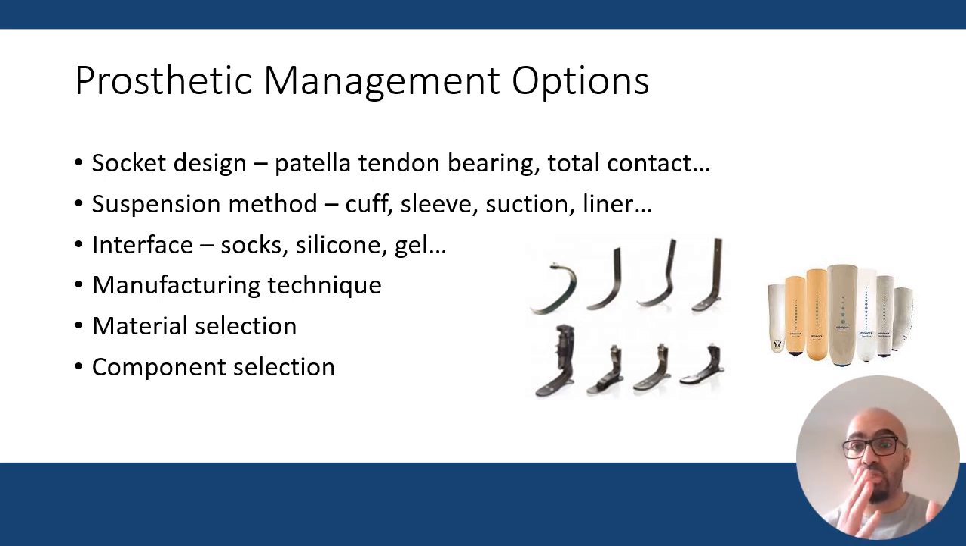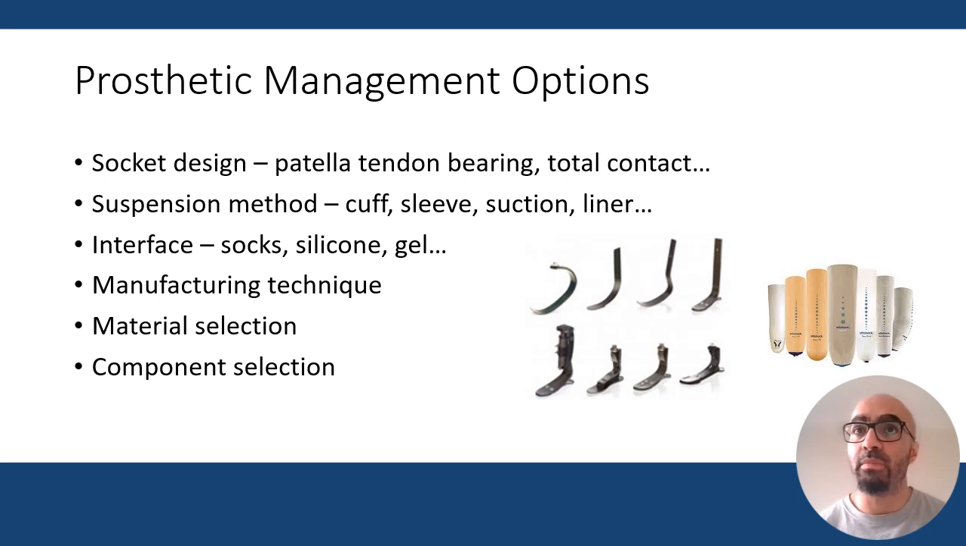The interface is the socks. So you put the socks in, and then you put the prosthesis on, and that will be the silicone gel. There are different materials that can be used in the interface, and it depends on the skin and the soft tissue itself. There are different manufacturing techniques and material selections, but these are basically what you are looking at: the socket, the suspension, and the interface. These are the three elements you are looking at. If you understand these three elements, everything after will be easy.